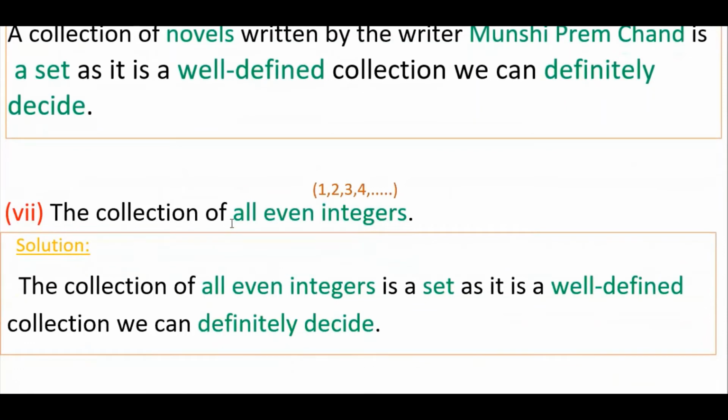And next one is the collection of all even integers. Yes, this is also a set because integers means negative, positive numbers including 0. And out of those integers, all even integers. Even integers are 2, 4, 6, etc. These are even integers. Yes. This is also a well-defined collection of objects. So it is a set.